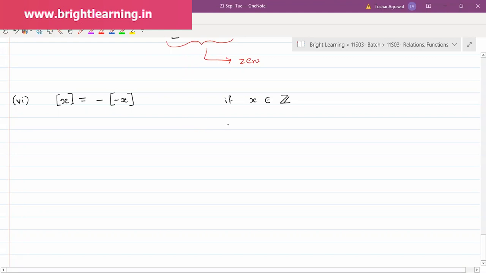But if x is not an integer, then the condition is not that simple. x does not belong to the integers. Think for a minute, how will step x and step of minus x be dependent? Take help of the number line.